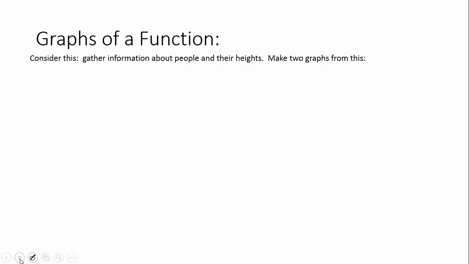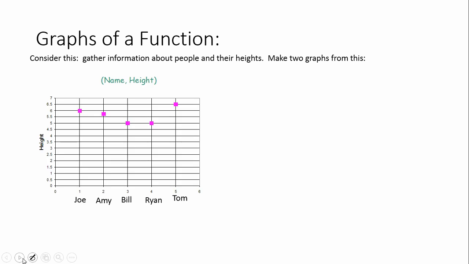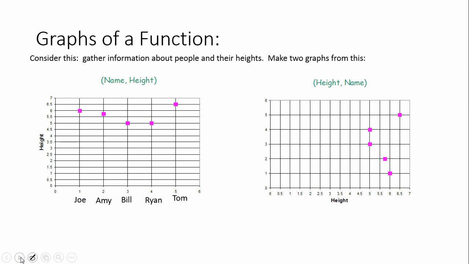Let's consider that we gathered information about people and their heights. And we could make two graphs from this, guys. We could put people's names on the bottom and then how tall they are. Joe is 6 feet, and so on. Or we could organize them a little differently. We could put the heights on the bottom and put their names up there. Now, depending on which way we label the graphs is whether it's a function or not, okay?